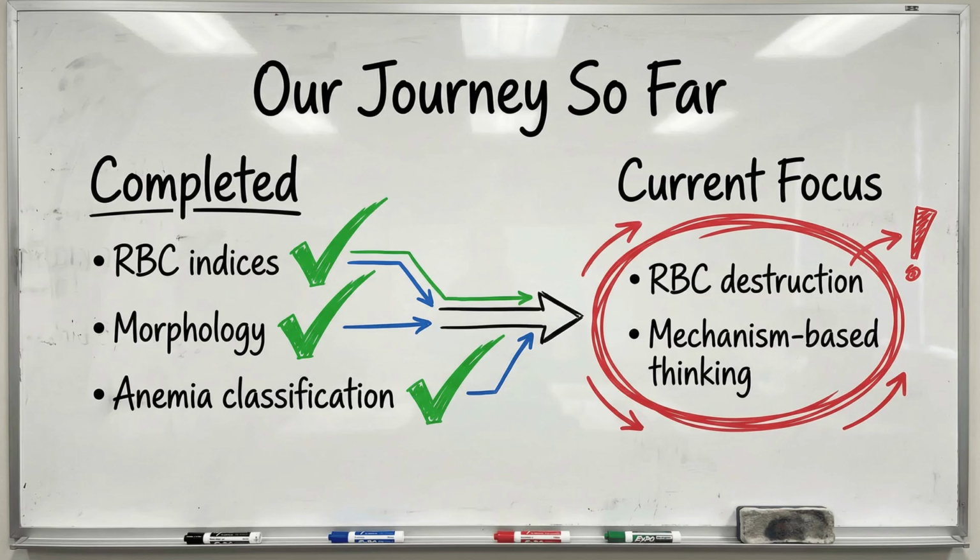This is where the real fun begins. We are now shifting our focus entirely to red blood cell destruction and mechanism-based thinking. We are going to look at what happens when red blood cells don't get to live out their peaceful 120-day retirement. We're going to look at cells that are built wrong from the start and cells that are perfectly fine but get thrown into a hostile environment. This is where hematology becomes a dynamic story of survival and destruction rather than just a static list of terms to memorize.